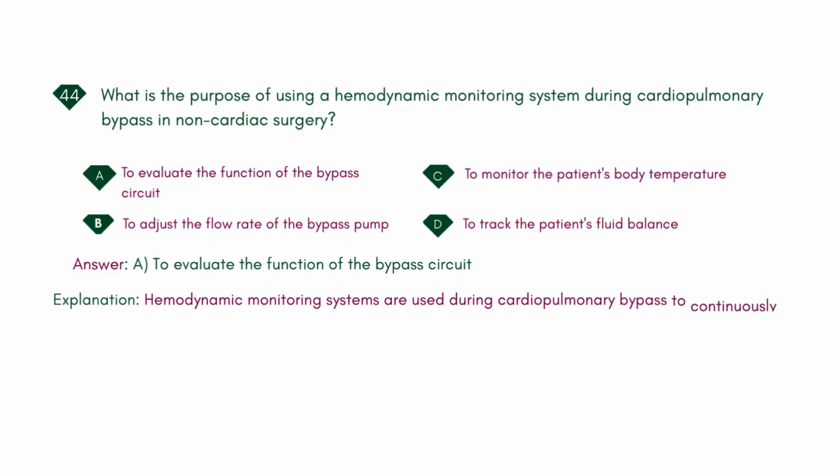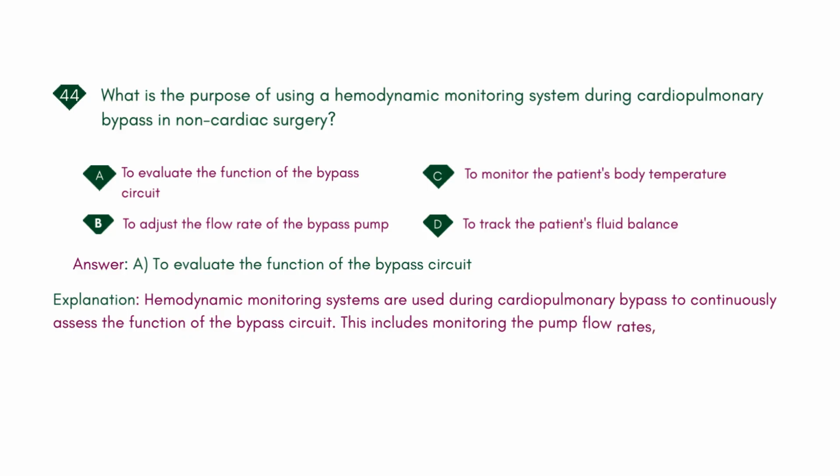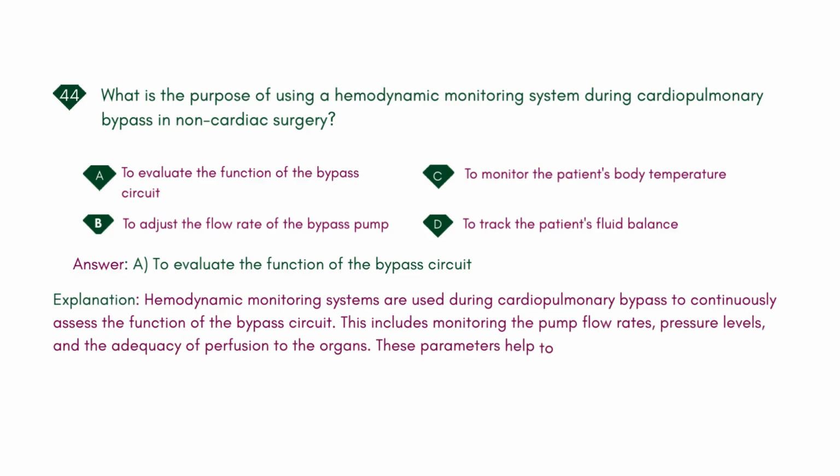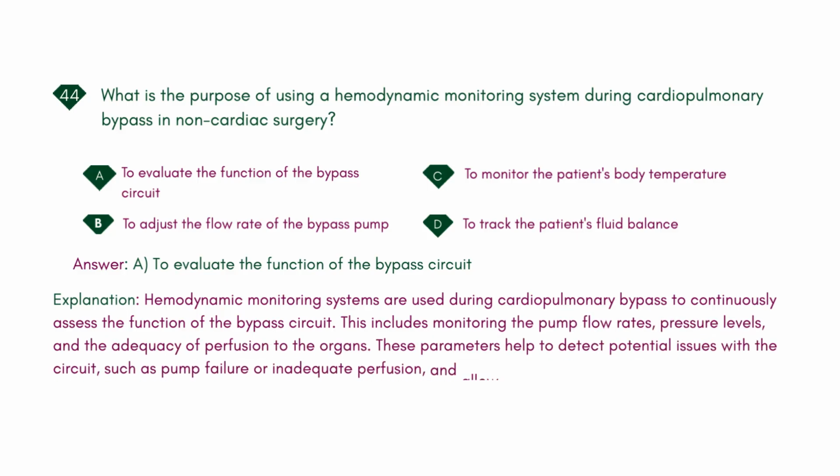Explanation: hemodynamic monitoring systems are used during cardiopulmonary bypass to continuously assess the function of the bypass circuit. This includes monitoring the pump flow rates, pressure levels, and the adequacy of perfusion to the organs. These parameters help to detect potential issues with the circuit, such as pump failure or inadequate perfusion, and allow for timely intervention.